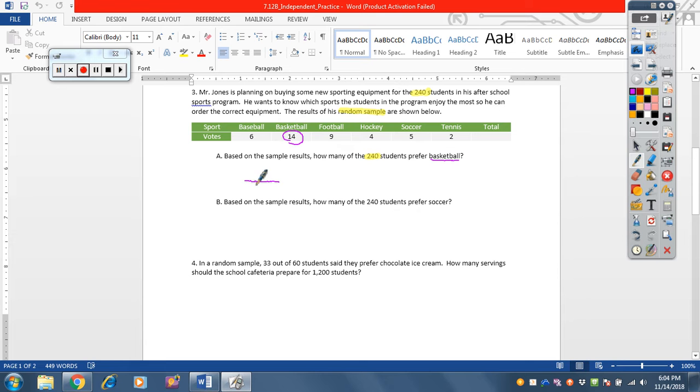So I know 14 like basketball. Out of how many students? Well, you're going to have to add all these numbers together to find out the total of students he asked. The other side of your proportion is going to have the 240 students.